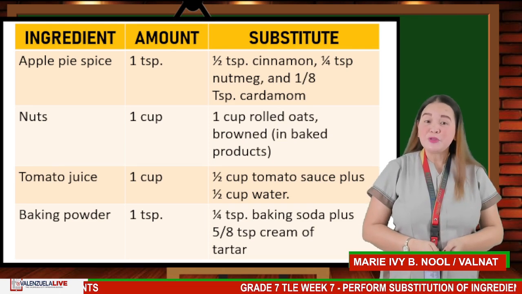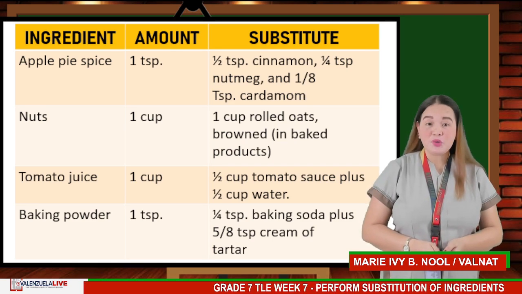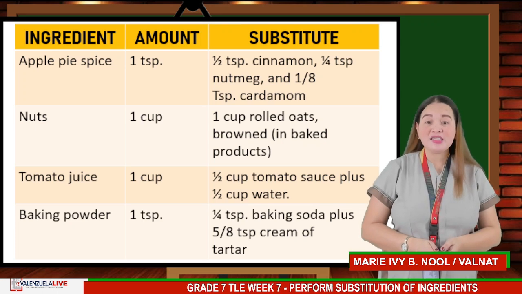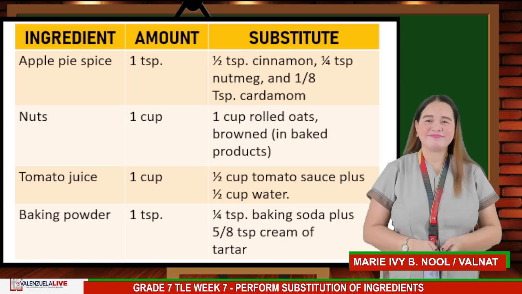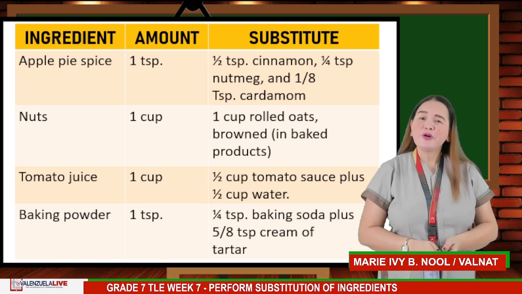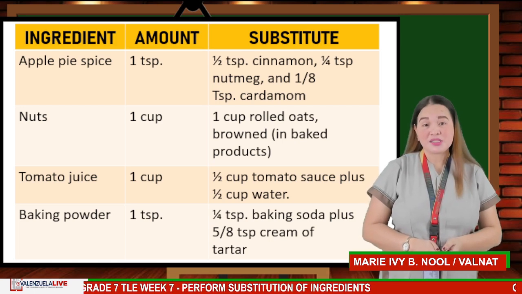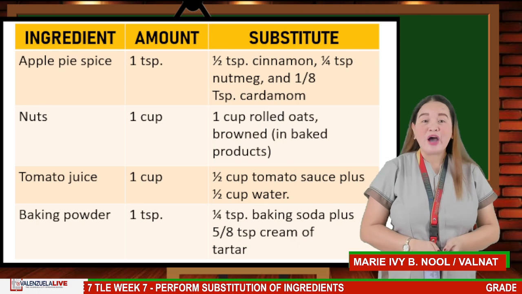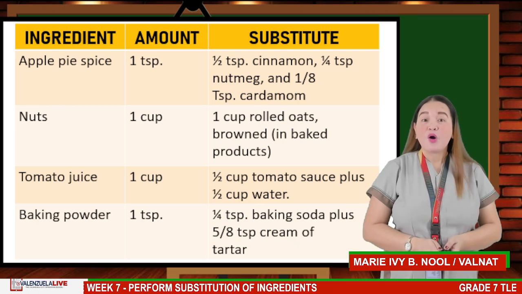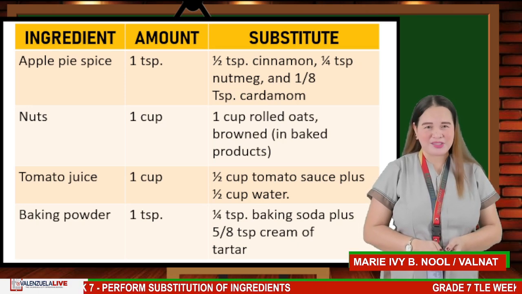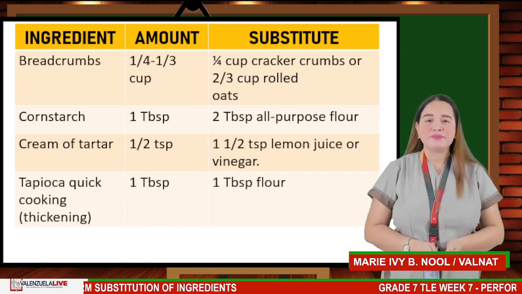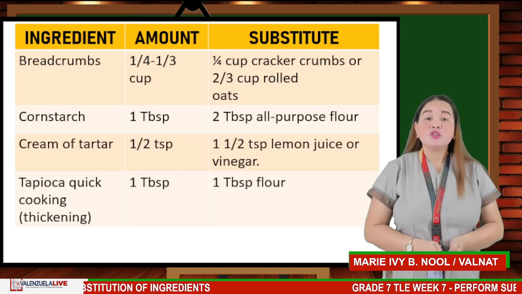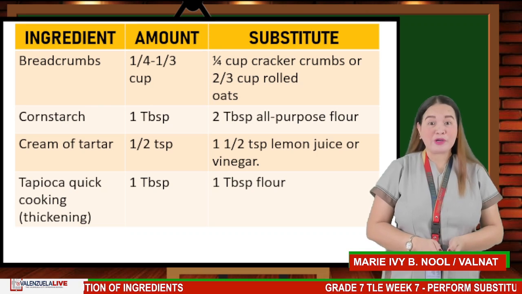For 1 teaspoon of baking powder, we can use 1/4 teaspoon baking soda plus 5/8 teaspoon of cream of tartar. For 1/4 to 1/3 cup of breadcrumbs, we can use 1/4 cup of cracker crumbs or 2/3 cup rolled oats. For 1 tablespoon of cornstarch, we may use 2 tablespoons all-purpose flour.